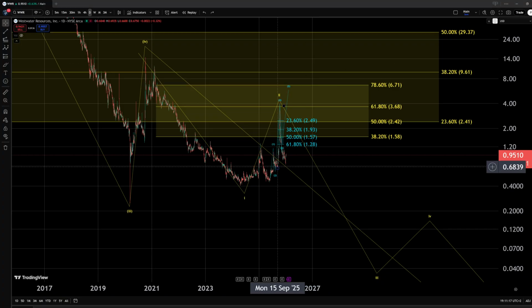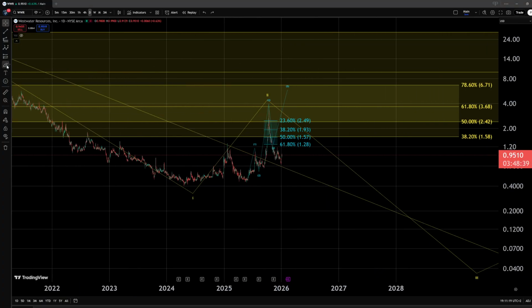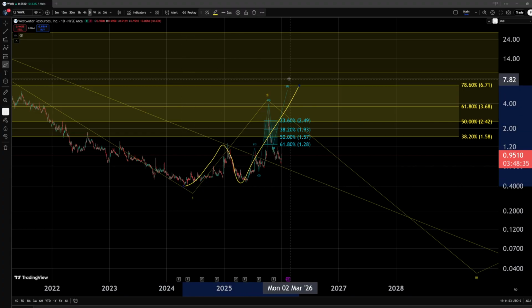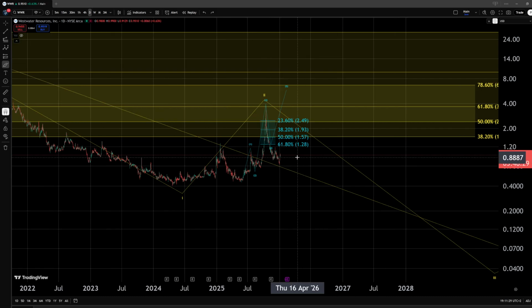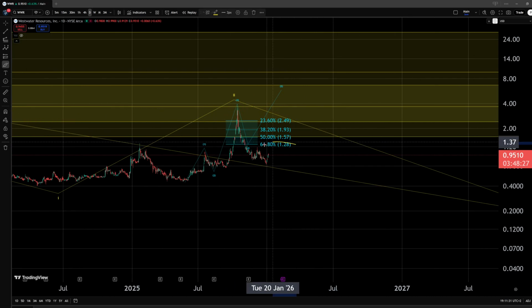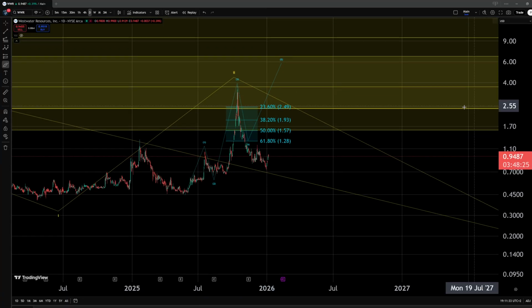And I provided you a short-term area of support. And not even for that, to be honest. We were tracking an ABC structure within this area. We were looking still for possible continuation higher, but this was not a high probability trade setup, and we have failed to hold the 61.8% retracement at the $1.3 level, and we have trended down ever since.